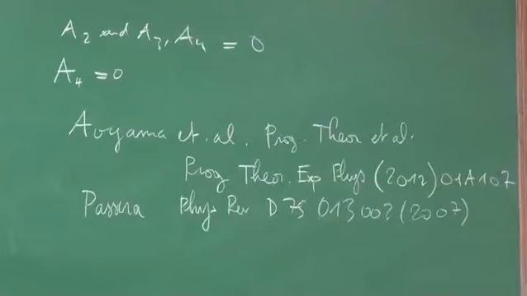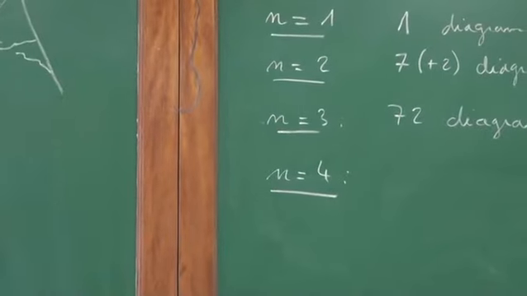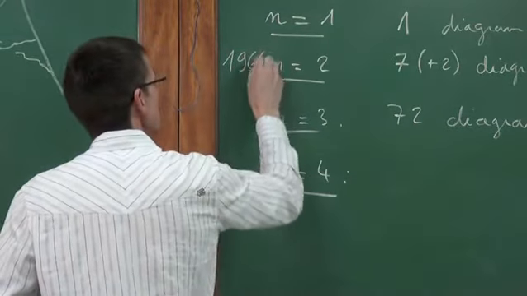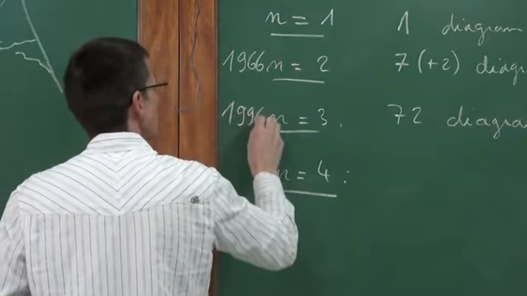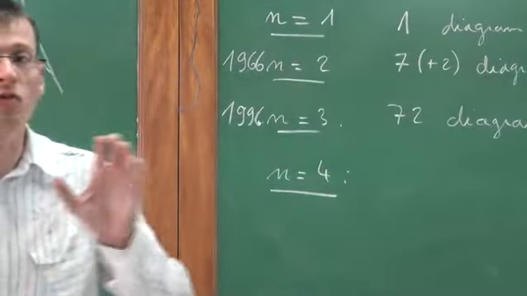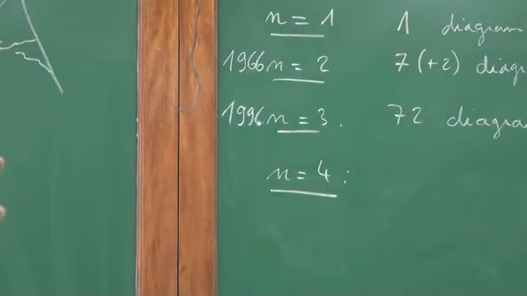So, any more on four? You have seven. Well, I forgot to say that this has been computed fully analytically in 1996. So it took 30 years to get the full analytic result. Actually, look at that. We are not doing it in an hour and a half, okay?